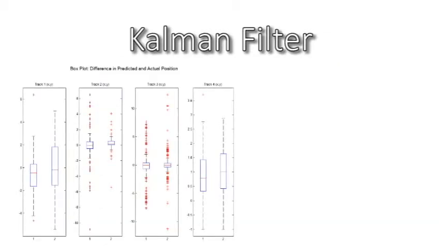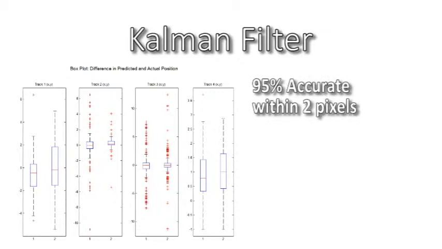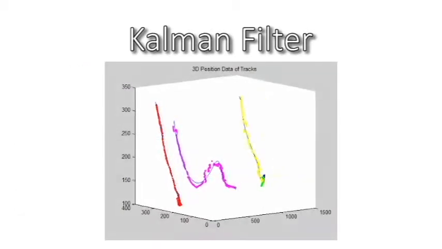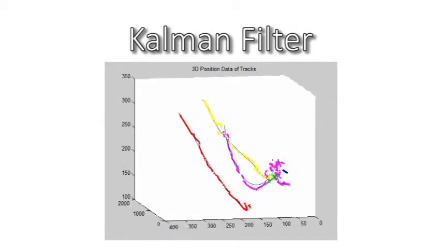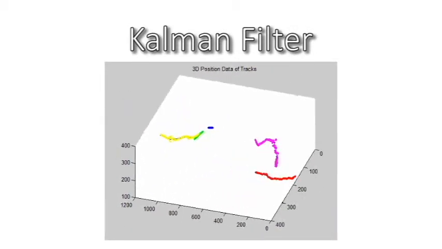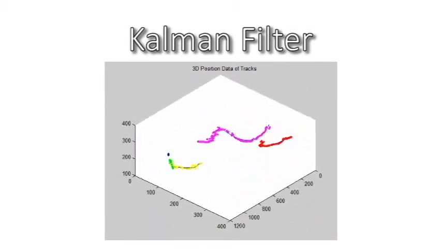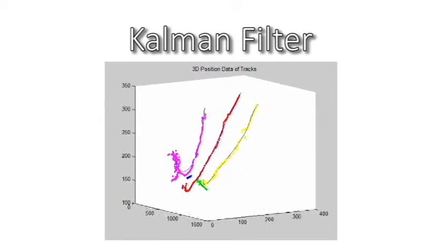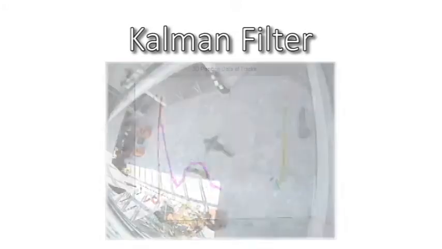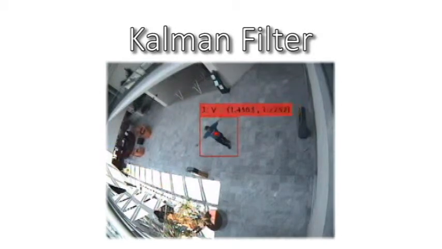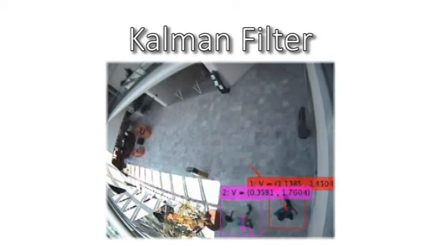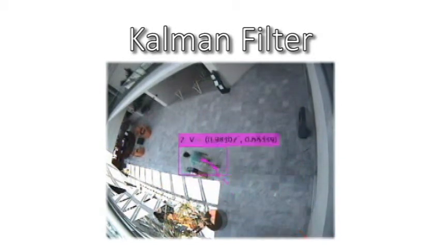The Kalman filter successfully predicted 95% of the location of the tracks within a 2 pixel range for both X and Y positions. This is shown here as a box plot for a video with 4 tracks. The Kalman filter data also allowed us to plot the position data as a smooth curve in an X and Y versus time plot that is shown here. This finally allowed us to plot velocity data in pixels per second in real time for each track within a scene.